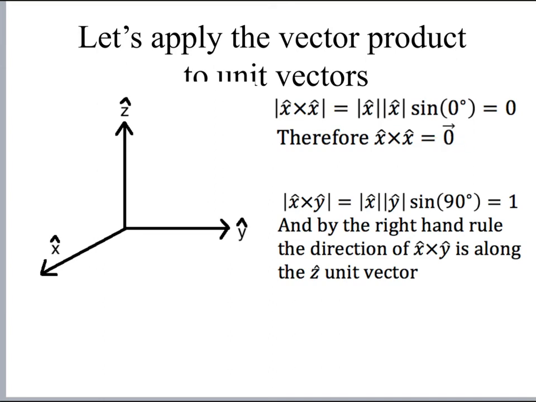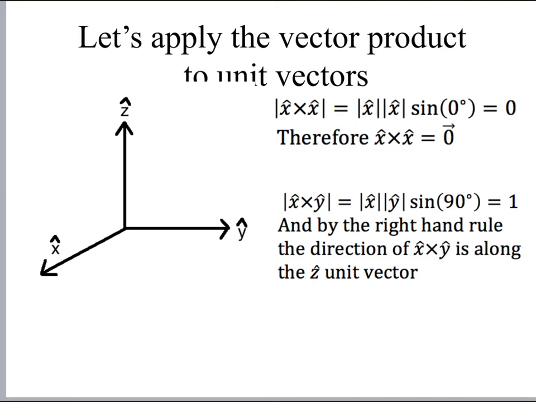Now, when you look at the magnitude for x hat cross y hat, and this applies to any unit vector that's not itself, so x hat cross y hat cross z hat, whatever, this is always going to work because they're all mutually perpendicular. They all are 90 degrees apart from each other. X hat cross y hat is going to be x hat magnitude times y hat magnitude times the sine of 90. All 3 of these things are 1, so that's going to be a magnitude of 1.